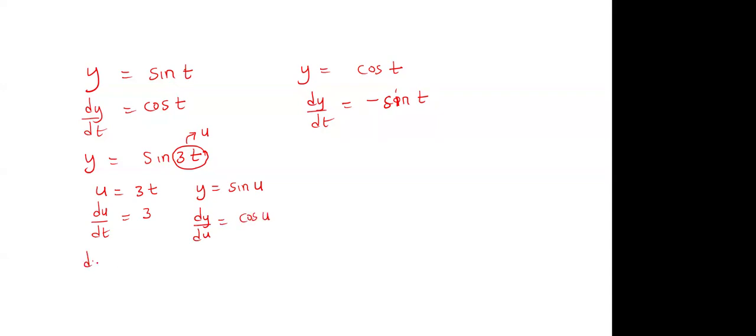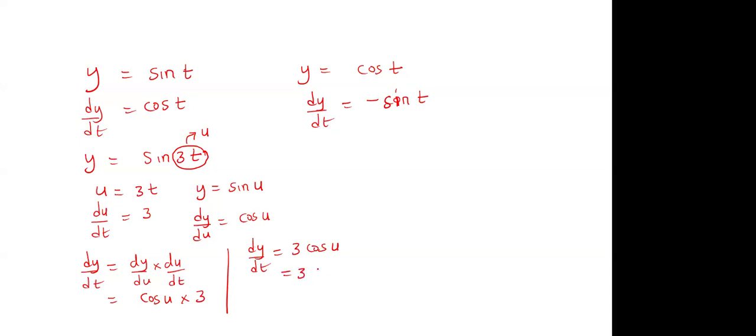And therefore, to get my dy/dt, I'll have to get dy/du times du/dt. So my dy/du is cos of u, then times du/dt, which is 3. So that means my dy/dt, I'll write it as 3 cos of u. But my u, we said, is 3t. So it will be 3 cos of 3t.